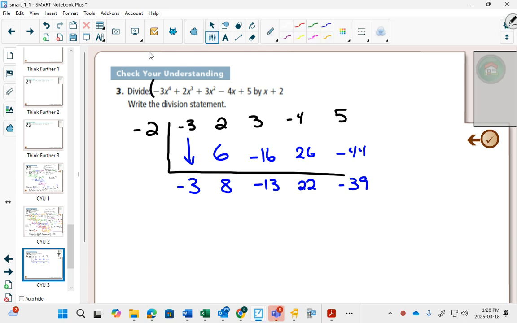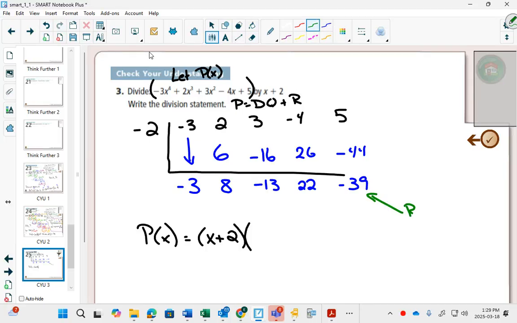And I like to do, as a shortcut, I like to put the original question in brackets and say let p of x equals, because your division statement, that's your dq plus r, then you can say p of x equals, our divisor was x plus 2. Our quotient is right here, and our remainder, this is always your remainder right there.